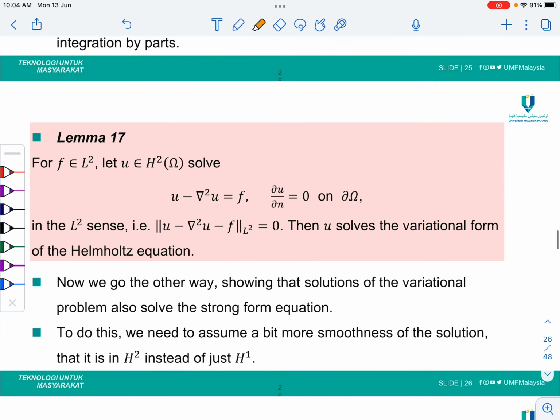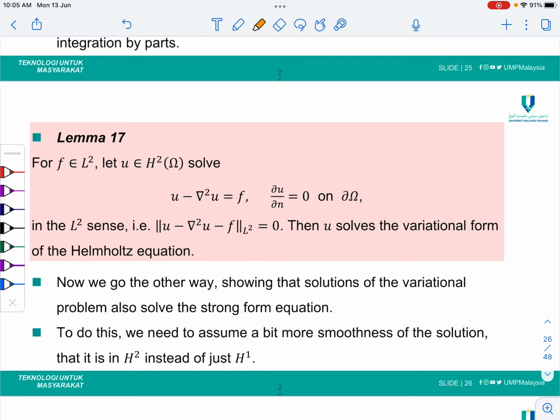Lemma 17, for f in L2 and u in H^2, suppose we solve the Helmholtz equation with the boundary conditions in the L2 sense, which is that the difference between the left hand side and the right hand side has L2 norm equal to 0. Then u solves the variational form of the Helmholtz equation.